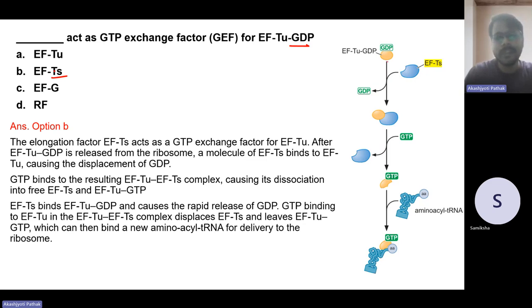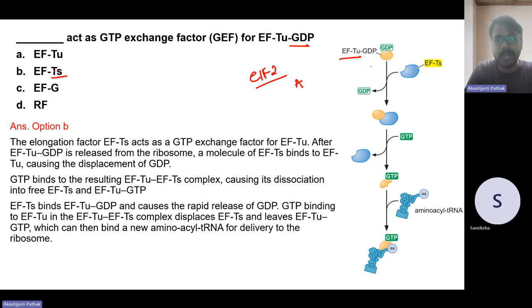Okay, so EF-Tu is actually required. For the recruitment of the initiator tRNA, what was required? EIF2, right? Now the subsequent tRNAs will be recruited at the A site. So for the recruitment of the subsequent tRNAs, this EF-Tu is required.